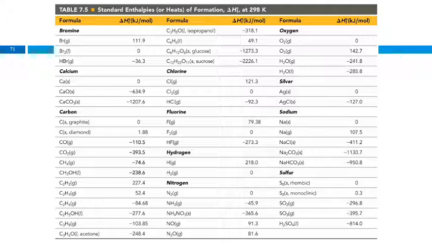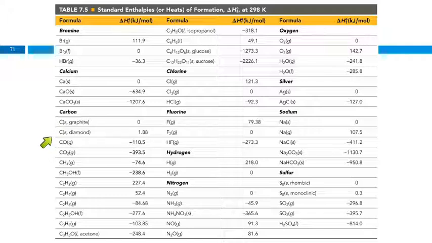Because that's not the normal state. So you have to put energy into the bromine to get it to do that. Here we've got HBr, hydrogen bromide gas, and its heat of formation is negative 36.3. So when you form hydrogen bromide, energy is released. So some of these are negative, some of them are positive, and the ones that say 0, those are the elements in their standard state.